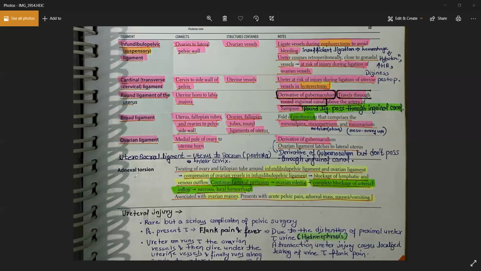Now ask. While there is a twisting in the ovary, right? So why can't there be a compression in the artery? Why is it only the lymphatics and the veins?